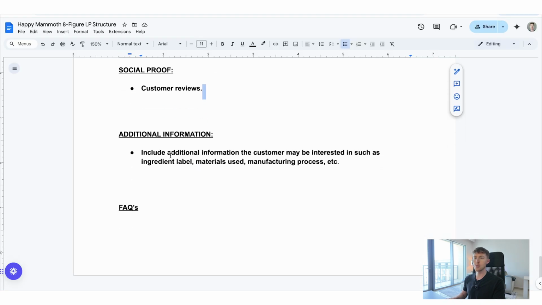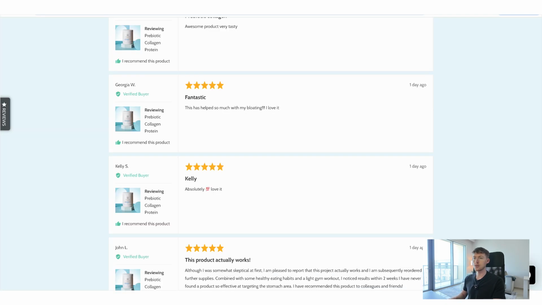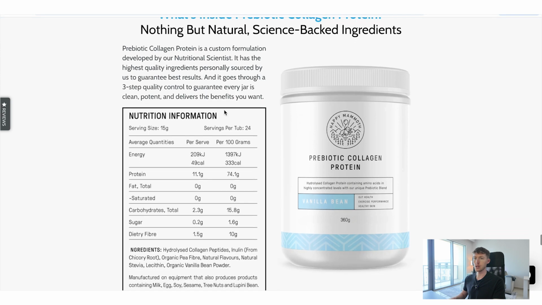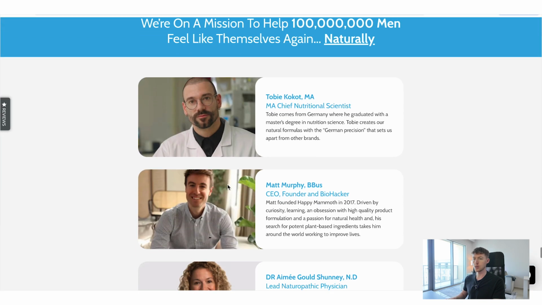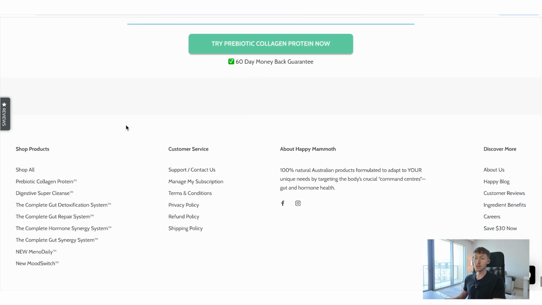And then additional information below that. Usually anything else the customer needs to know, and overcoming any objections, right? It could be scientific evidence, it could be ingredients, it could be the manufacturing process, the materials that are used, etc. And then finally we have FAQs. Okay, so to show you this, what they're using here is an ingredients label, they have a mission with some doctors, and then finally FAQs, like top 12 questions. So that is really the structure.